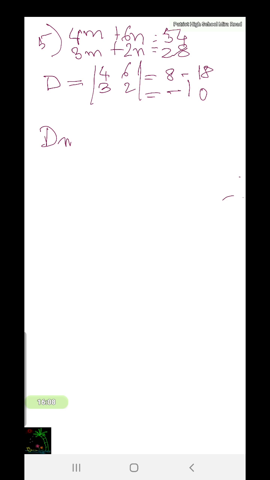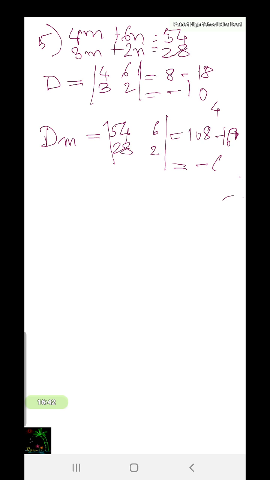Dm will be equal to the third column 54, 28, and the second column 6, 2. So this will be 108 minus 6 eights are 48, 4, 6 twos are 12, and 4 is 16. So this will be minus 60.